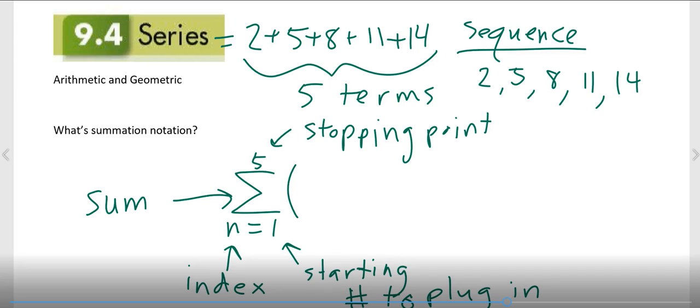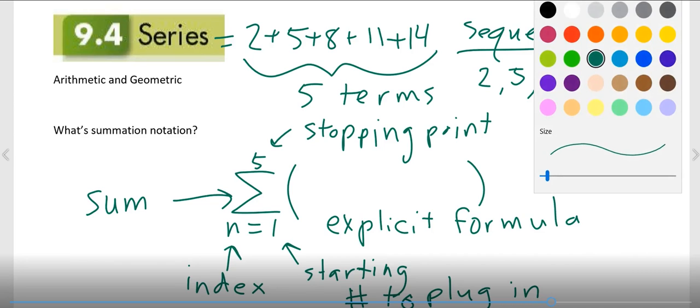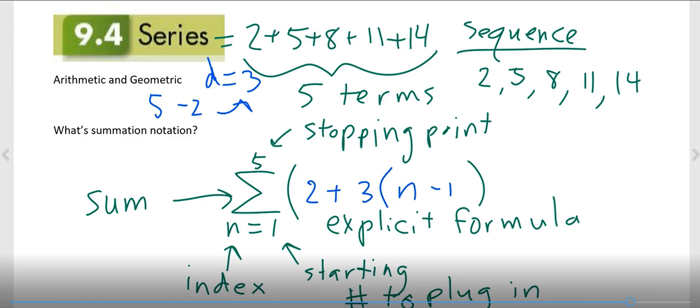Now, next to that is going to be some sort of explicit formula. For this particular function, 2, 5, 8, 11, 14, that's arithmetic. You can tell because there's a constant difference of 3 between the terms. Remember how we take any term minus the previous term, and that tells us the common difference? So the explicit formula for an arithmetic would look like this: first term plus common difference times n minus 1.